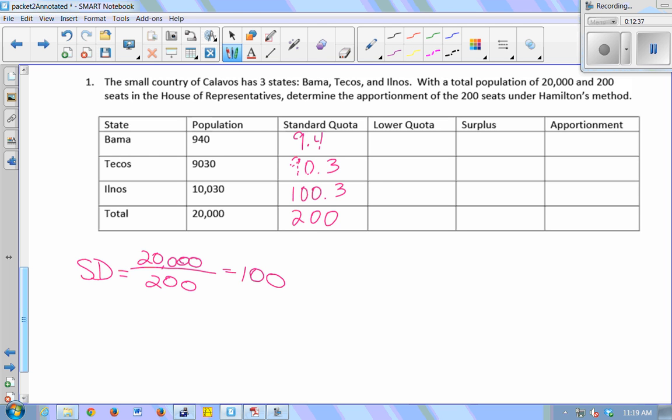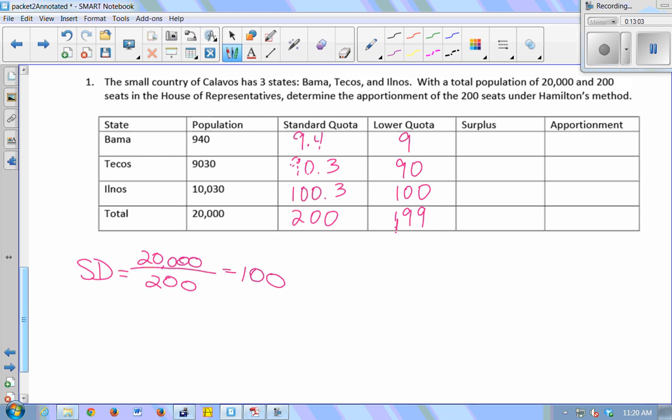Now I take my lower quotas. I round everything down, and I get 9, 90, 100, and that adds up to 199, which is too few, right? So in every other method, we would think about changing the divisor, but in Hamilton's method, we give out those extra seats to whoever has the biggest decimal part, right?